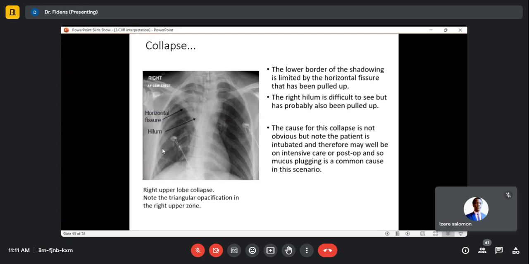The middle lobe and the lower lobes are clear. I don't see any opacity. I don't see any mass pushing, but I can see an opacity in the right upper lobe, and it is pulling on the horizontal fissure, meaning most likely this could be right upper lobe atelectasis or collapse.